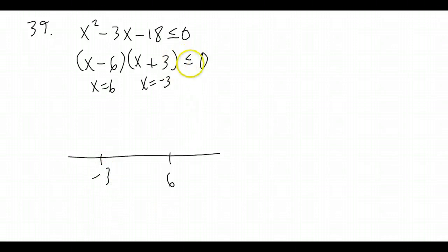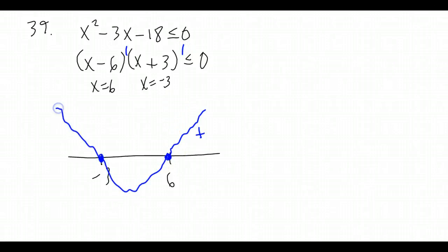This says less than or equal to, so those are closed circles. And then let's plug in a big number, bigger than 6, maybe 10. 10 minus 6 is positive, 10 plus 3 is positive. Those are both positive. These are both to the first power, so it's going to go through, going to come back up, going to go through. This is positive, and this is negative.